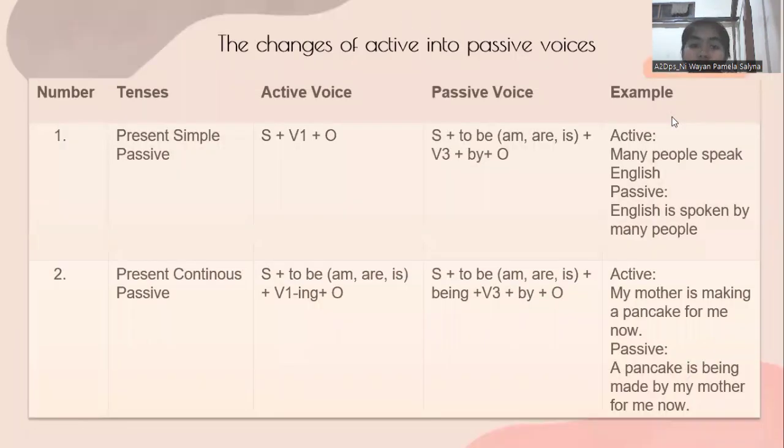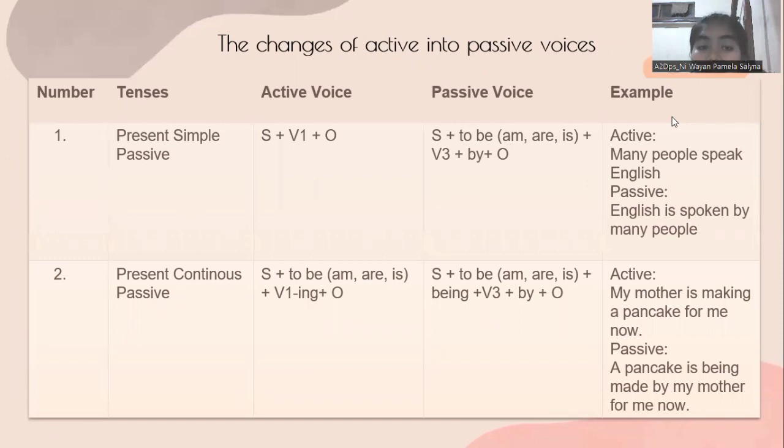Okay, let's talk about changing active into passive voice. Number one is present simple passive. The pattern of active voice is subject plus verb one plus object. And the pattern for passive voice is subject plus to be plus verb three plus by plus object. For example, active voice: many people speak English, and passive voice: English is spoken by many people.